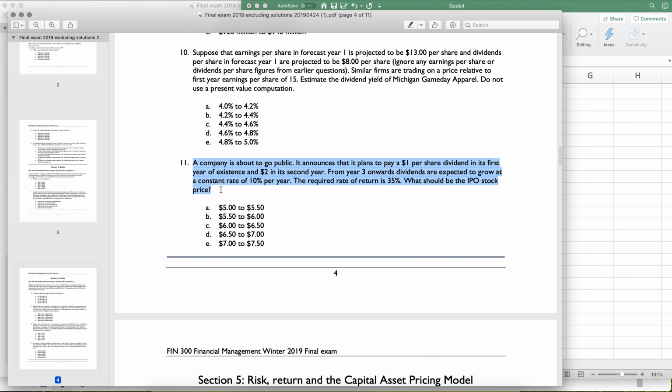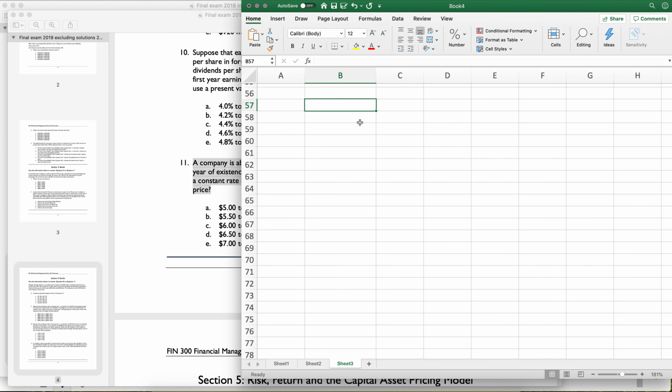So we have a company that's about to go public. It plans to pay $1 per share for its first year, $2 for its second, and from 3 onwards, it's going to grow at a constant rate of 10%. What should be the price?